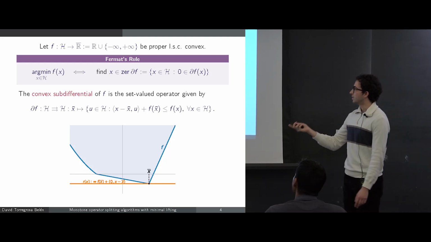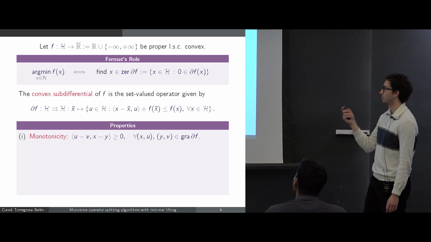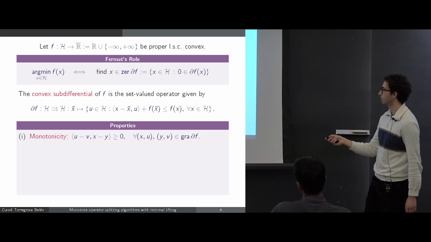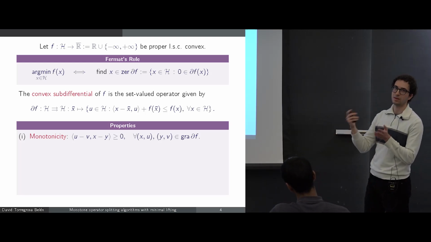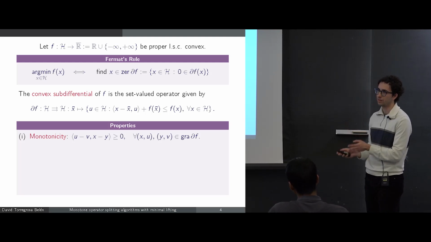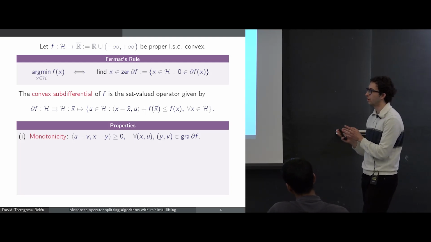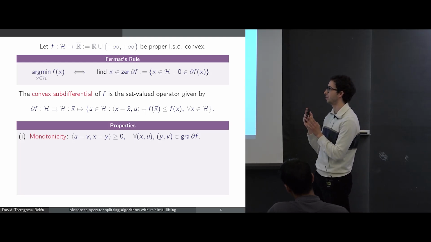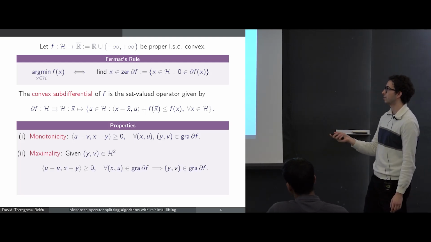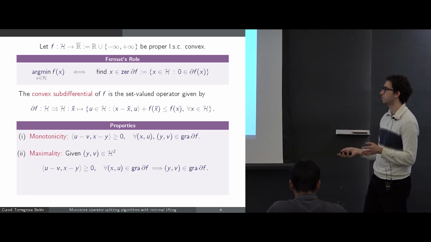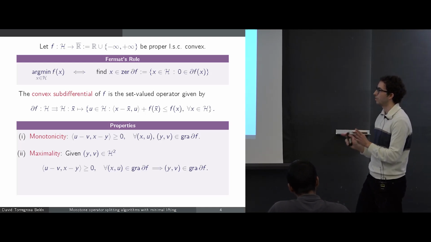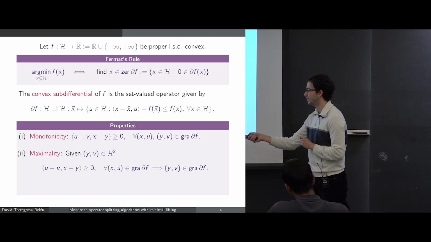Okay, so the convex subdifferential has two very important properties. The first one is that it is monotone, given by this expression, which is the generalization of the fact that the gradient of a one-dimensional differentiable convex function is monotone non-decreasing. So this would be the generalization of that. And then the second property is that it is maximal, which means that there are no other, is this expression here, okay?